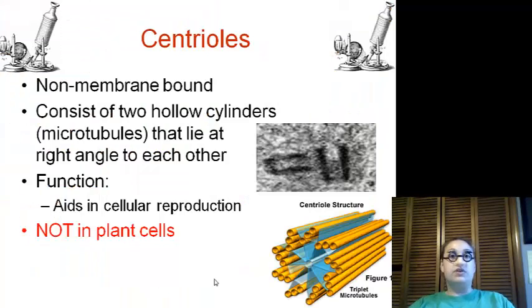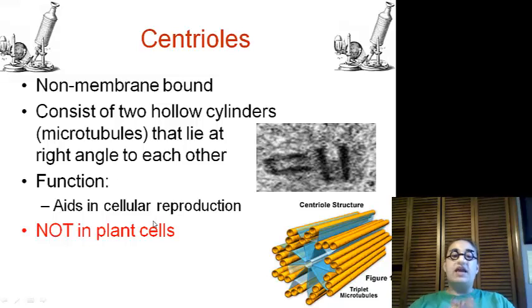Centrioles. Centrioles are non-membrane bound, so they're just structures that are sitting inside of the cell. There are 2, and they consist of hollow cylinders, or the microtubules. Remember, those are the largest types of cytoskeleton, or protein fibers that we will be talking about right now, that lie at right angles to each other. So, here we go. Each one of these yellows are going to be a microtubule.